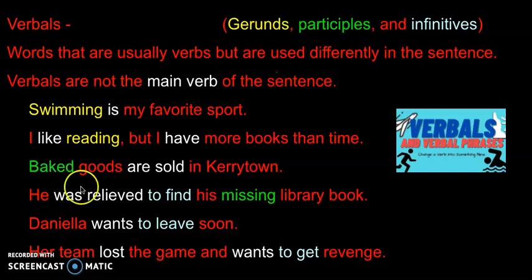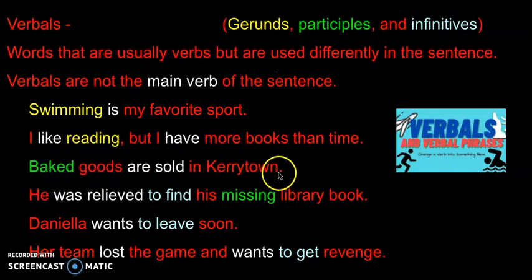Participles either end in -ed or -ing, in almost all cases. In this case, a participle acts as an adjective. That's a describing word. Gerunds act as nouns. Participles act as adjectives. What kind of goods? Baked goods. Baked is often a verb in many sentences, but here it is an adjective describing a noun.